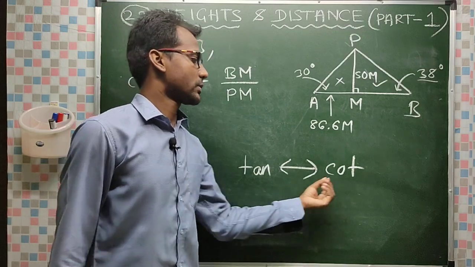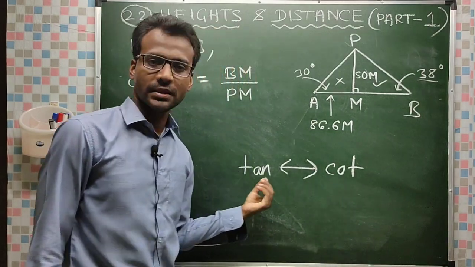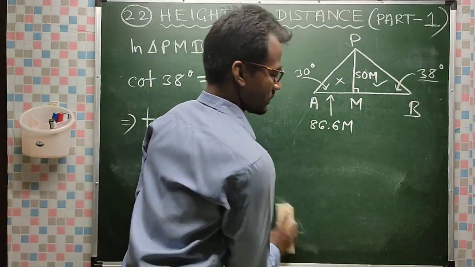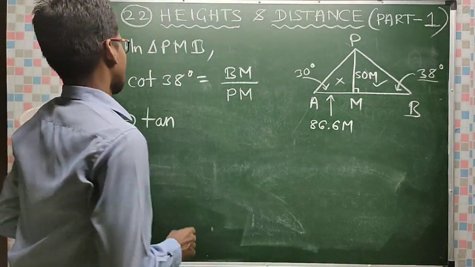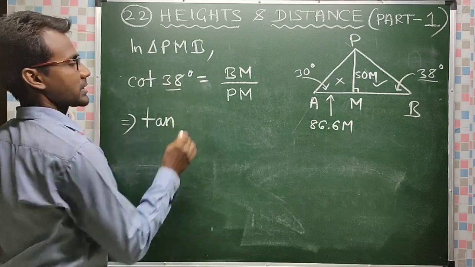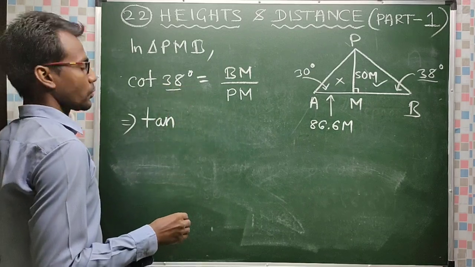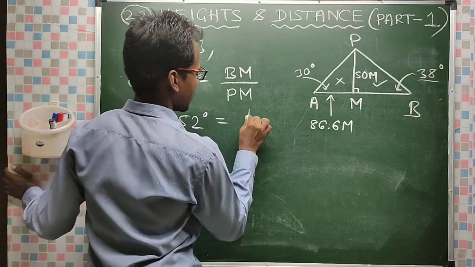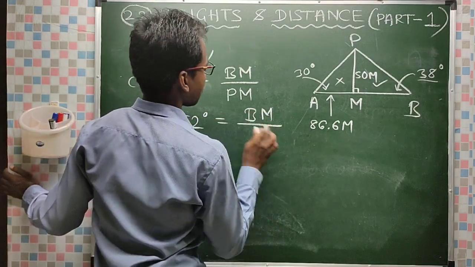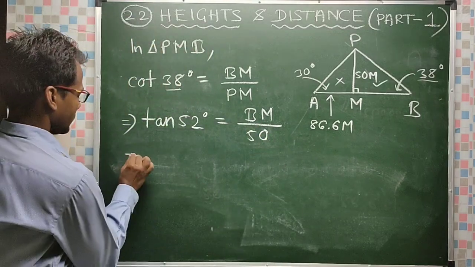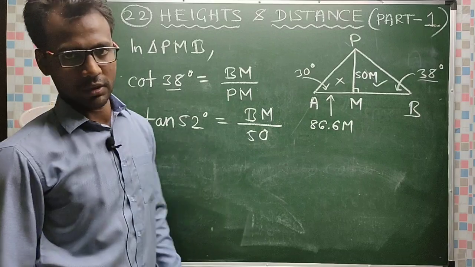Tan 90 minus theta is cot theta, cot 90 minus theta is tan theta. Okay, we can use this here. So instead of cot 38, we can write tan 90 minus 38. What is 90 minus 38? 52. Okay, tan 52 degree is equal to BM by what is BM? 50. Okay, now let us find tan 52 degree.